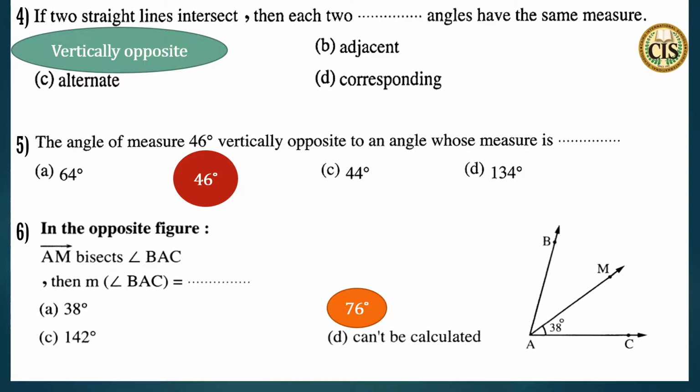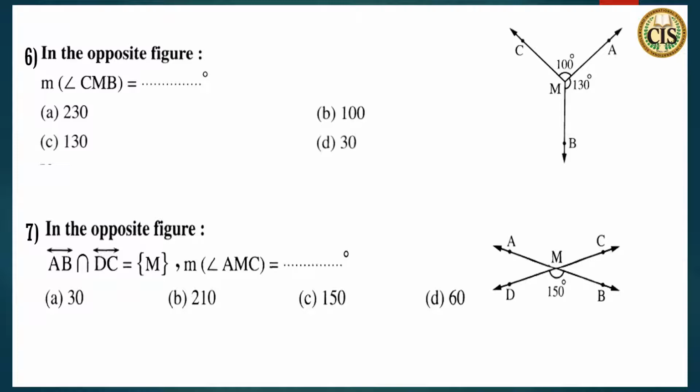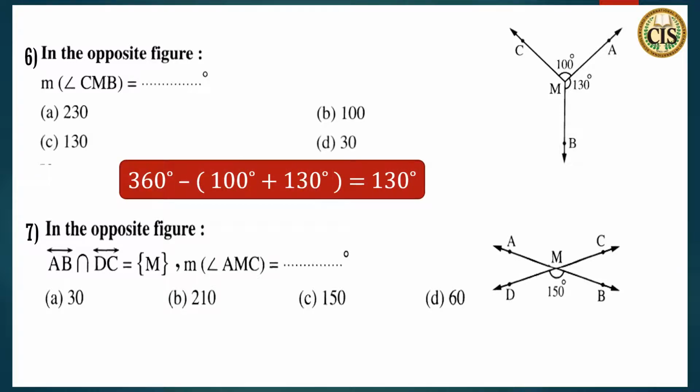Number 7, in the opposite figure, measure angle CMB equals what? This is the accumulative angles around the point M, so the sum of these angles must equal 360. So measure angle CMB plus measure angle BMA plus measure angle AMC equals 360. So measure angle CMB equals 360 minus 100 plus 130, which equals 130 degrees.